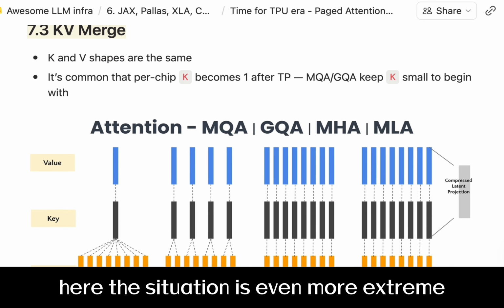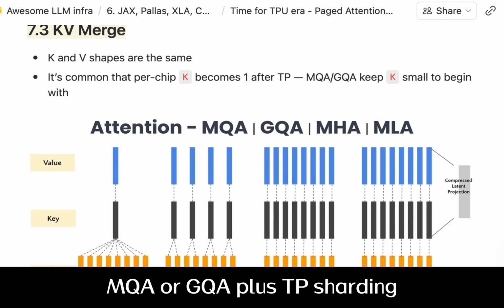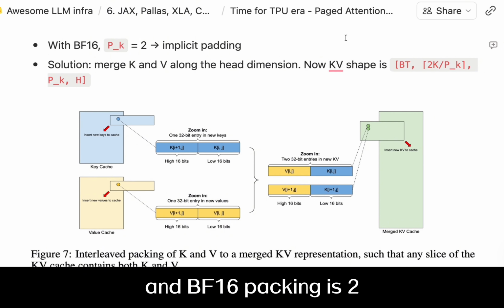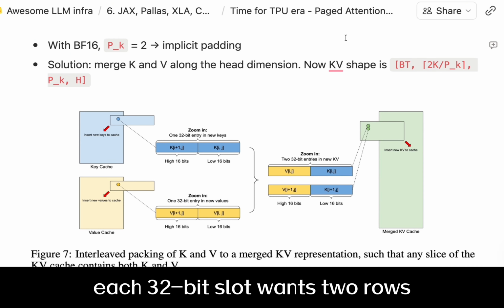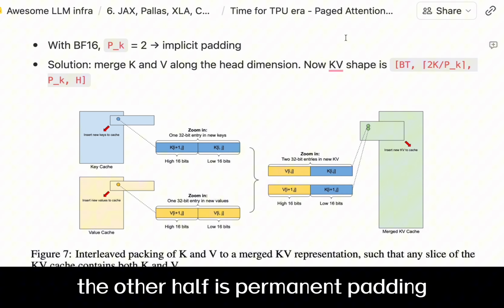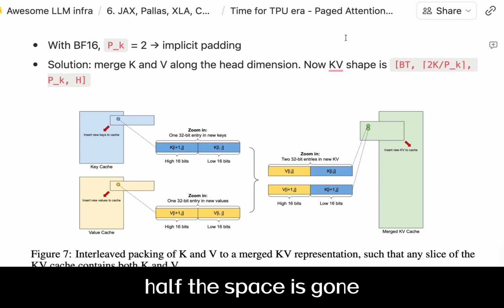Now K and V. Here the situation is even more extreme. With MQA or GQA plus TP sharding, the per chip KV head count often drops to exactly 1. And BF16 packing is 2. Each 32-bit slot wants 2 rows. One head fills half of the slot. The other half is permanent padding. Half the space is gone.